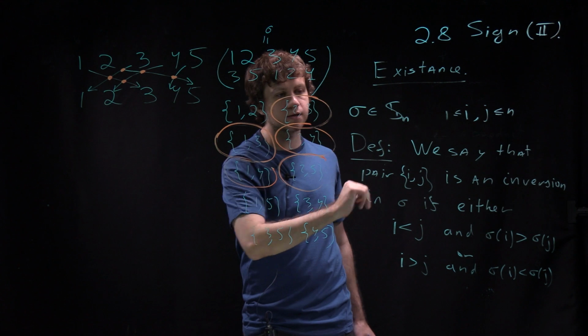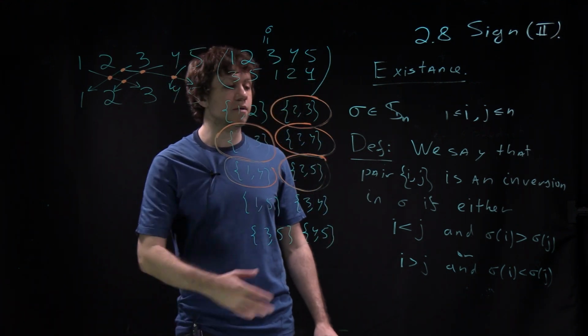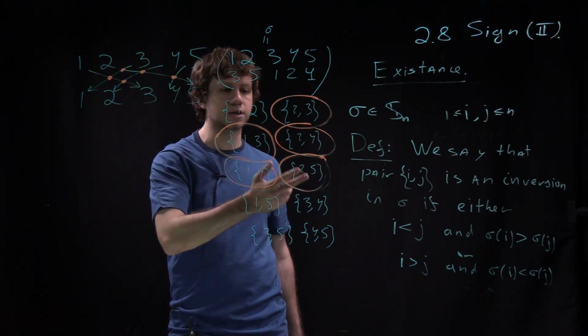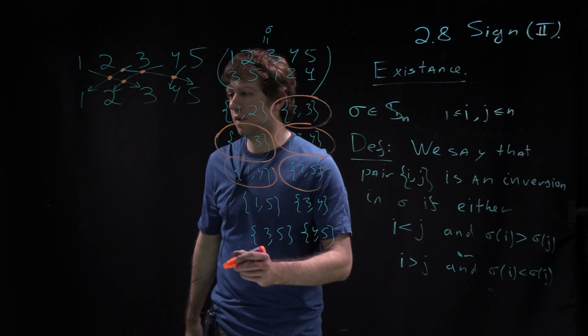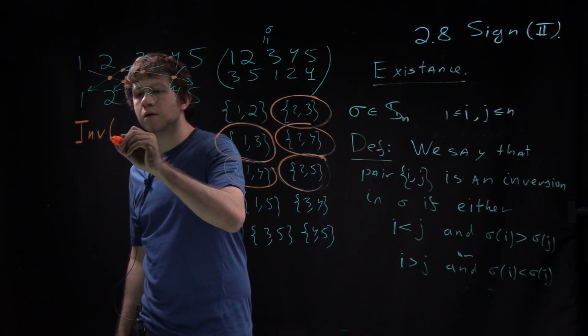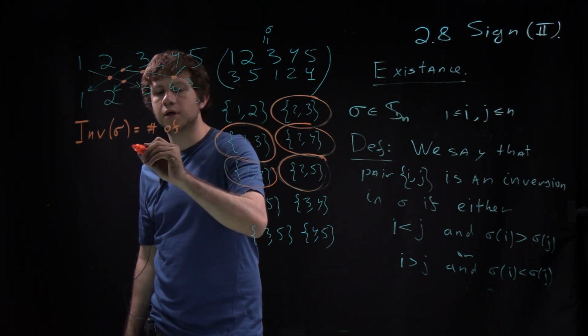So the algebraic definition, as it happens very often, is much simpler, though actually computing the number of inversions is easier here. And I will just use the notation inv of sigma. This is just the number of inversions.